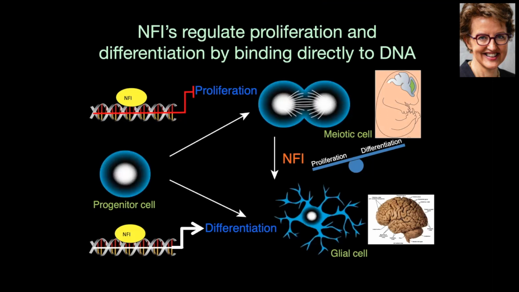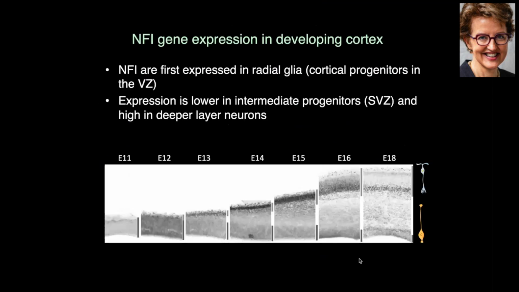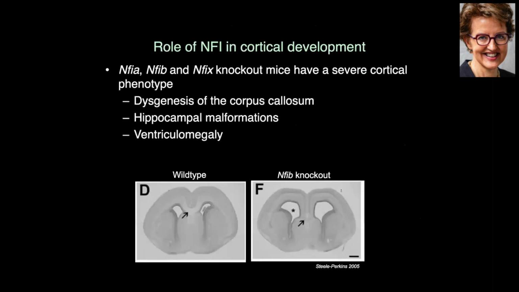And NF1s actually regulate by direct binding, in some cases, the differentiation of both glial cells and neurons in the brain. In mice, the nuclear factor 1 genes, of course, are heavily expressed in the cortex and also in the ventricular zone across development. And NF1 knockout mice, and I'm just showing the NF1B knockout mice here, have severe disruptions in formation of the corpus callosum. They also have enlarged ventricles, you can see that here, and various hippocampal malformations.